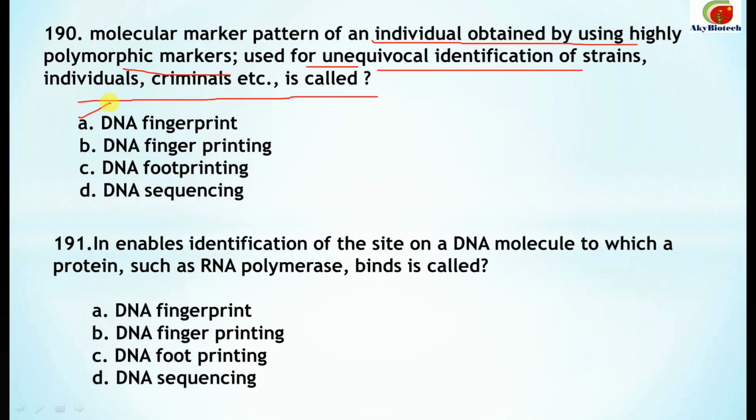Number 191. It enables identification of the site on a DNA molecule to which a protein such as RNA polymerase binds, is called. So this enables the identification of the site in the DNA to which the protein binds, and this technique is called DNA footprinting.